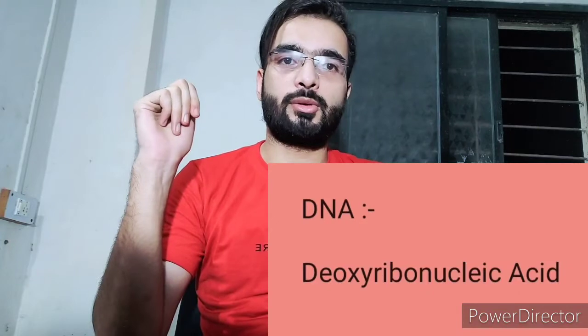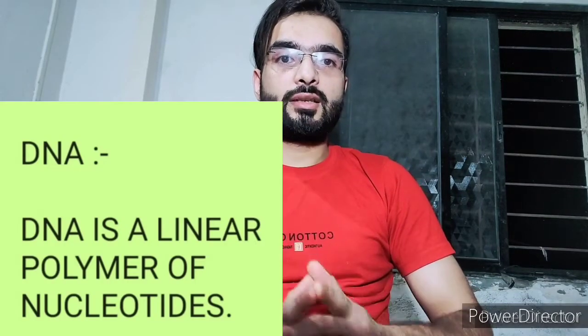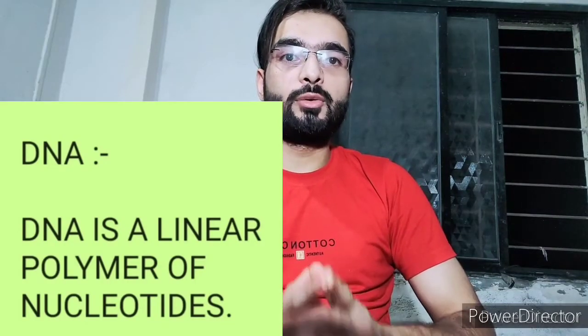Now we are going to discuss what is DNA. Introduction is over. Now coming to the DNA. What is DNA? If we ask anyone what is DNA, they will say deoxyribose nucleic acid. But that is not the definition of DNA. That is just the full form of DNA, or we can say the chemical name of DNA. DNA is a linear polymer of nucleotides. That is the exact definition of DNA.